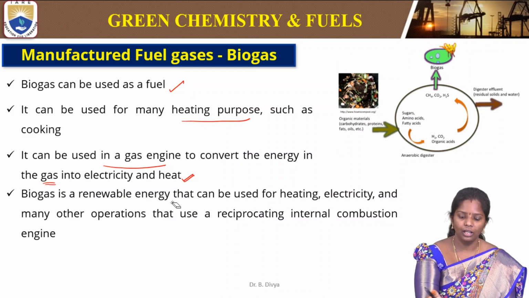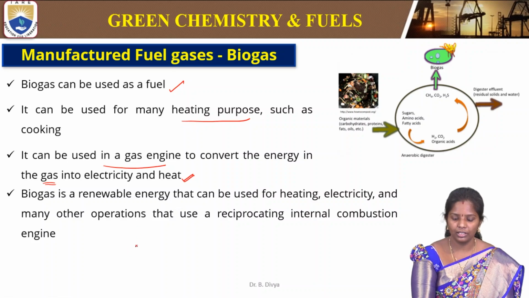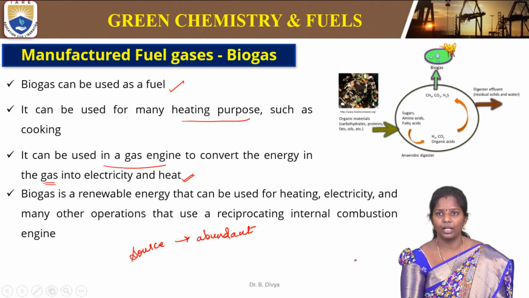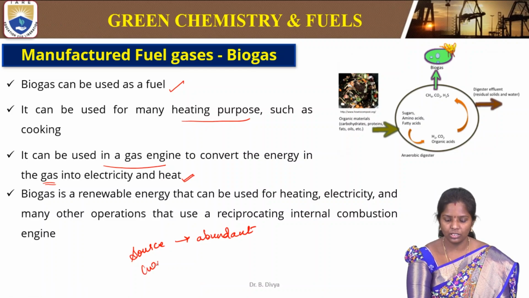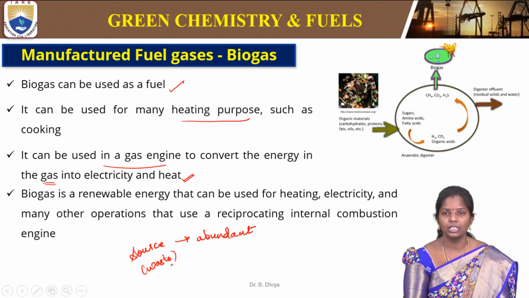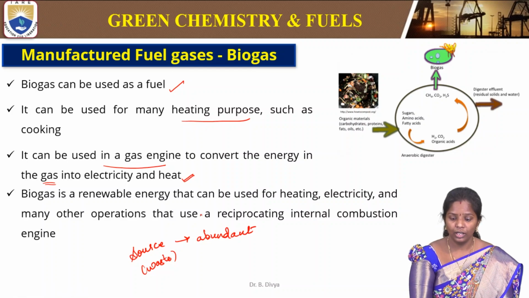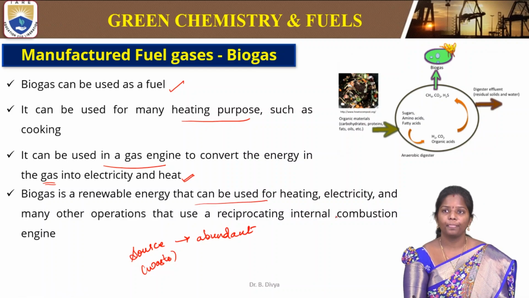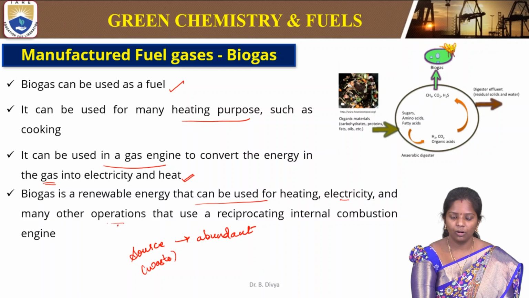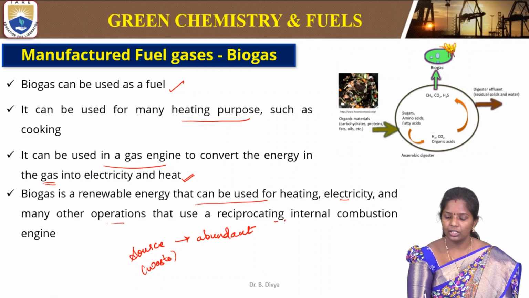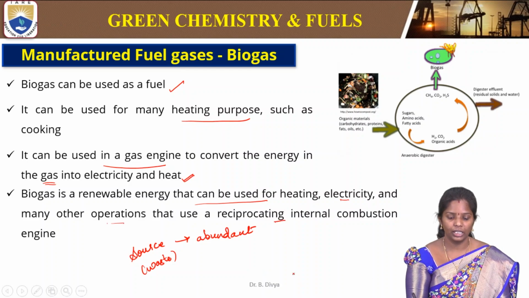Why? Because the source is abundant. The source from which we are producing biogas is abundant, because the source is nothing but the waste that we are producing in our daily life. So that can be used for heating, electricity and many other operations that can use a reciprocating internal combustion engine.